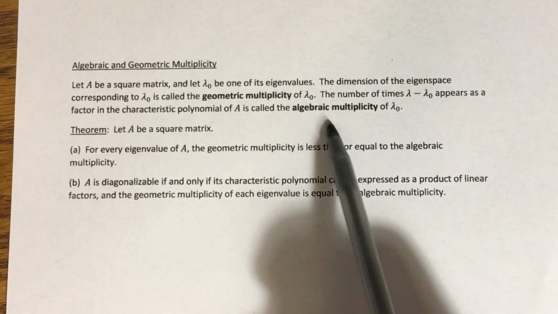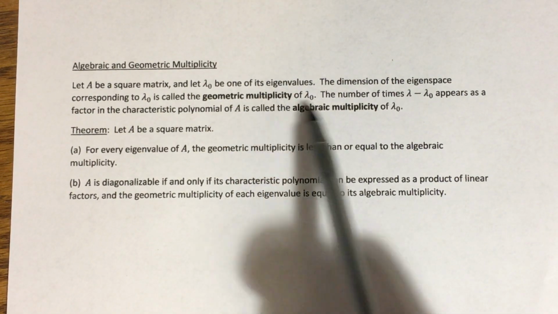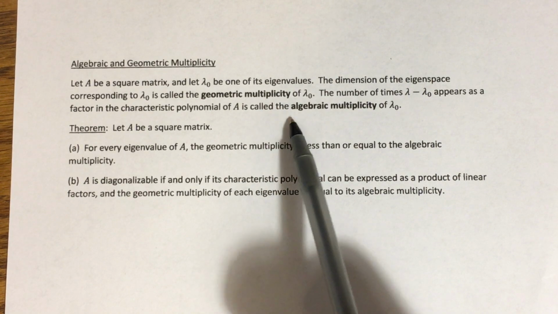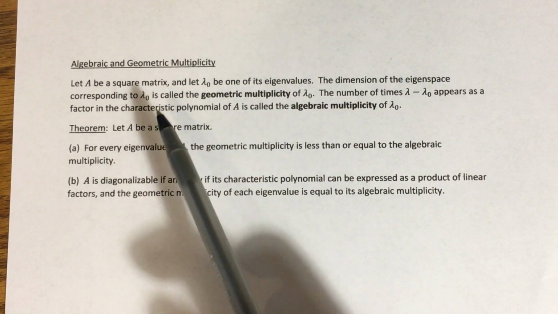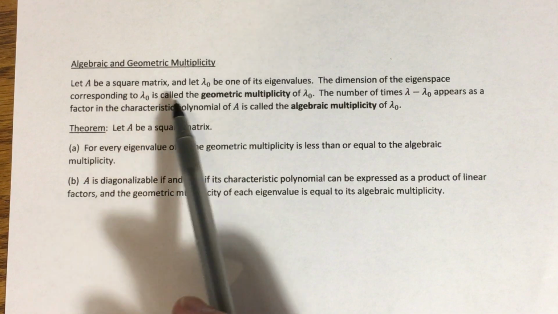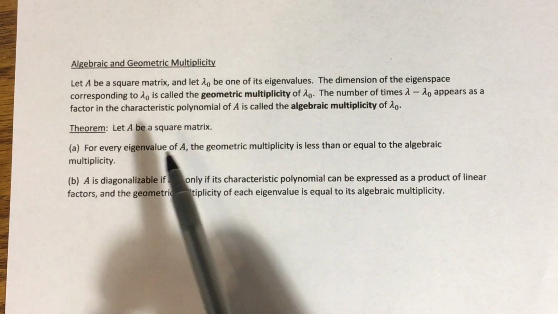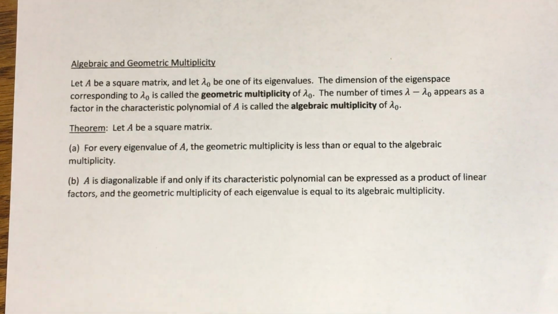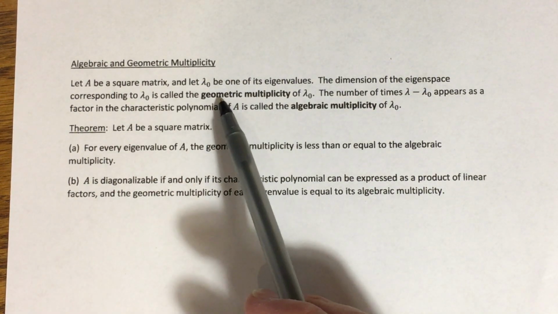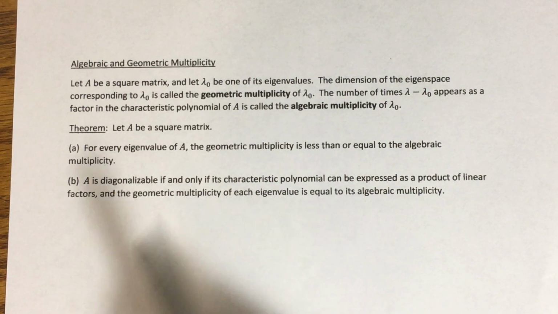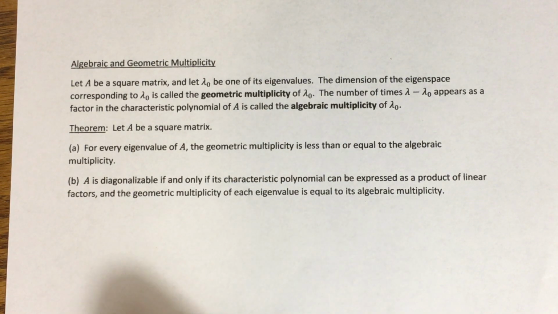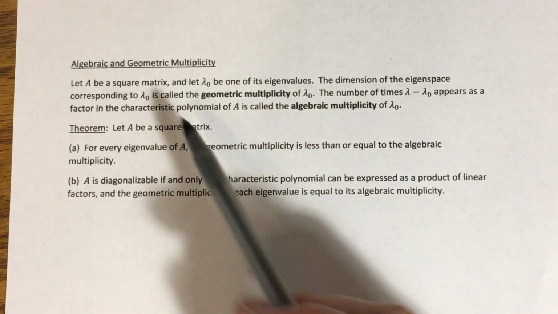So there's a couple of terms that we define here. Two different concepts of what multiplicity means. If you have some eigenvalue for a square matrix A, I'm going to call it lambda naught, that eigenvalue has an eigenspace that's associated with it. An eigenspace is a vector space, so as a vector space, it has a dimension. We call that dimension the geometric multiplicity of the eigenvalue lambda. Geometric multiplicity is the dimension of the eigenspace corresponding to that.